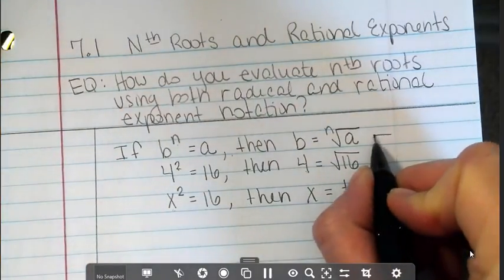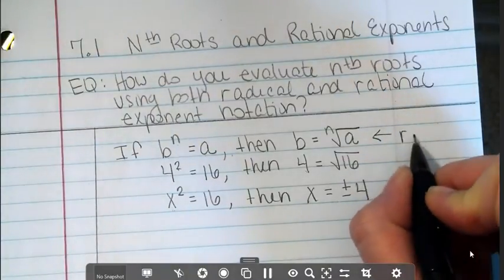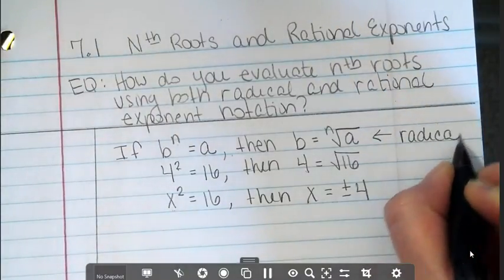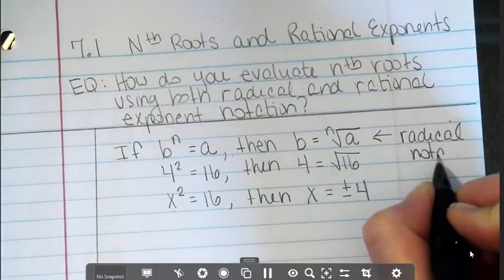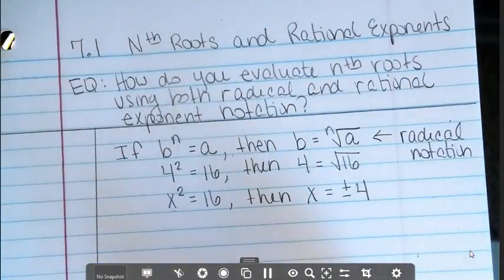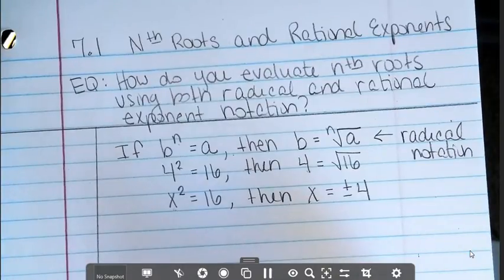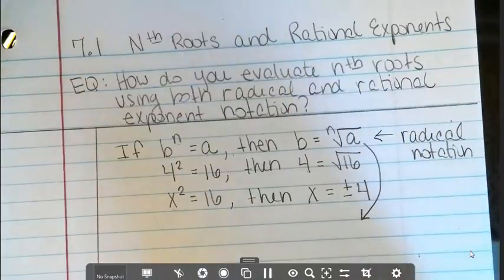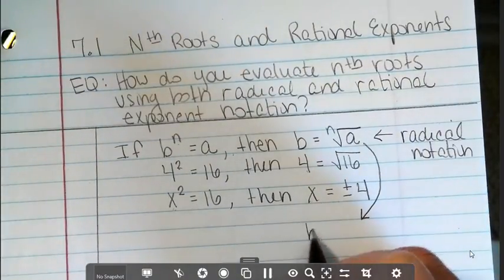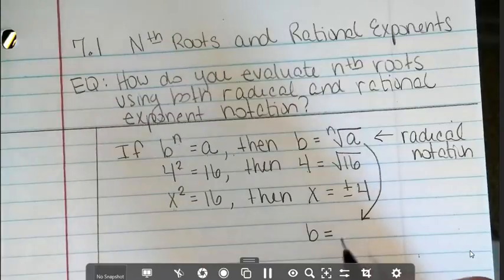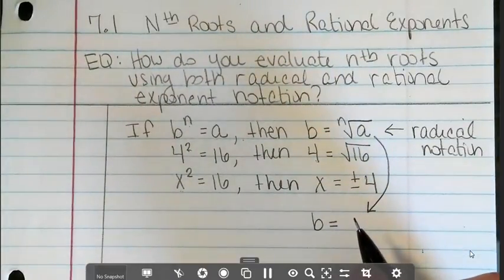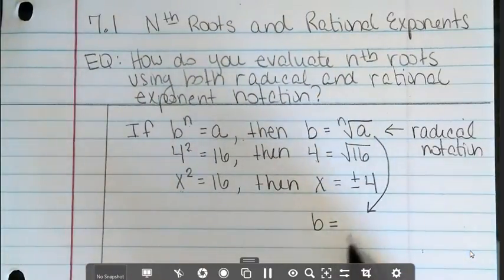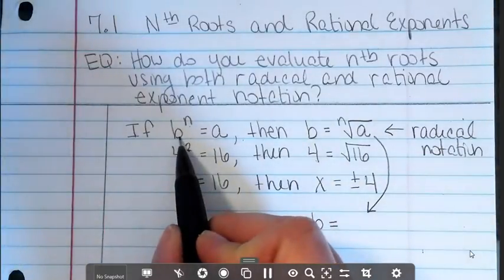So this right here, we call this radical notation. Okay, there's another way that I could write it though. I can also write it using rational exponents or rational exponent notation. So another way that this can be written, I'll just come down here, is to say that I could also say b would equal. Now this is probably going to be the first time you've ever seen this, but we use it a lot. So let me just go up to here real quick.